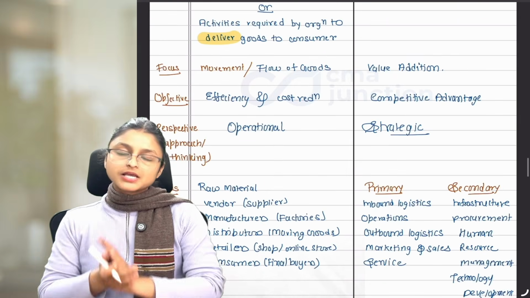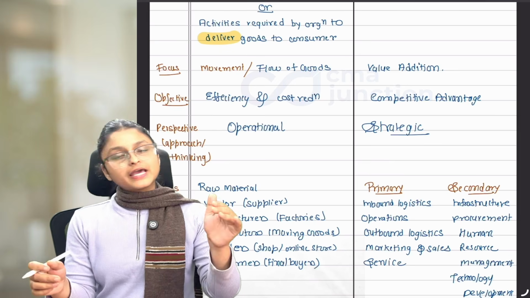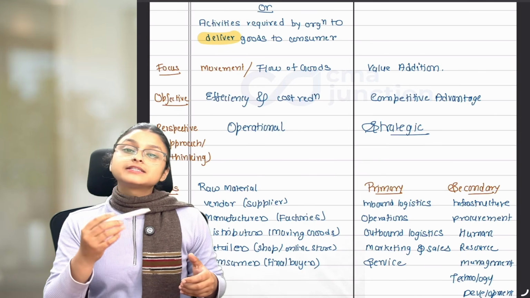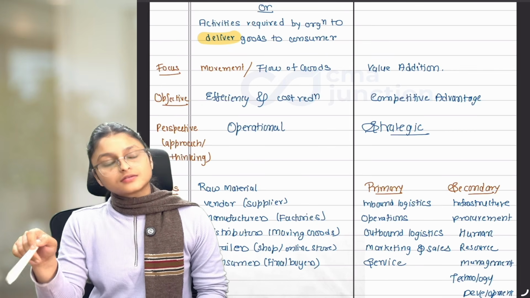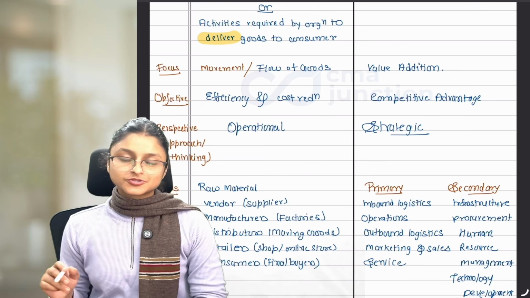Next comes the steps. So in value chain, we have primary and secondary activities. Primary: inbound logistics, operations, outbound logistics, marketing and sales, and services. And support activities are infrastructure, technology development, procurement and human resource management.